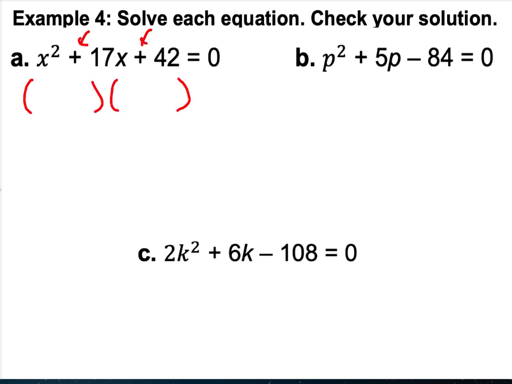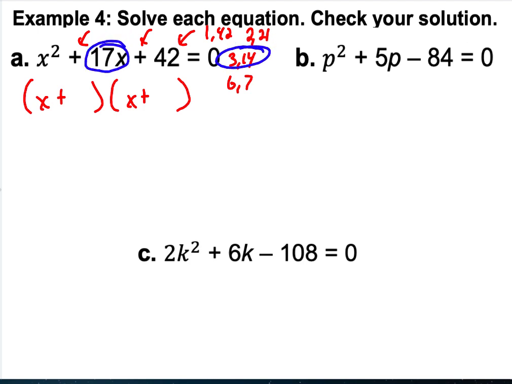They're both positive, so I know it's going to be x plus for both of them. What's going to give me 42? Well, I could do 1 and 42. I could do 2 and 21. I could do 3 and 14. I could do 6 and 7. But I want to know which one's going to add to give me 17.